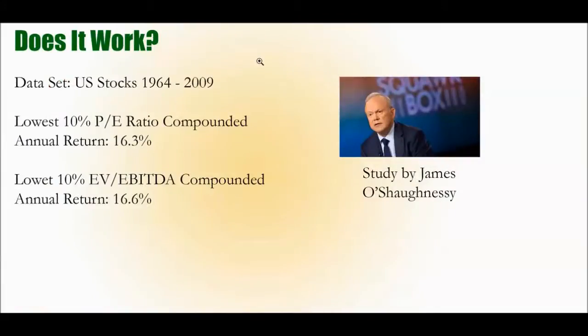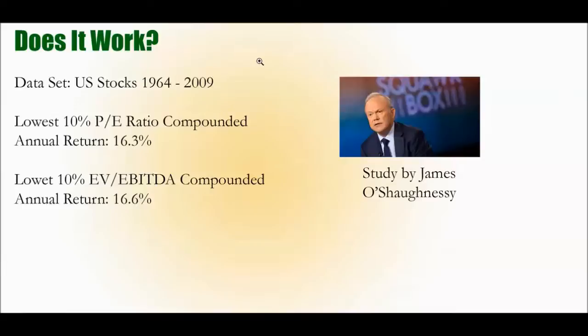Now, after we've discussed all that, does this stuff actually work? Well, James O'Shaughnessy, an investment manager, fund manager, conducted a study investigating this a little bit. His data set was U.S. stocks from 1964 to 2009. He found the lowest 10% of price to earnings ratio had a compound annual return of 16.3%. The lowest 10% of EV to EBITDA had a compounded annual return of 16.6%. So the takeaway here is that EV over EBITDA does slightly outperform PE ratio. So if you think PE ratio makes sense, EV over EBITDA may slightly outperform that.